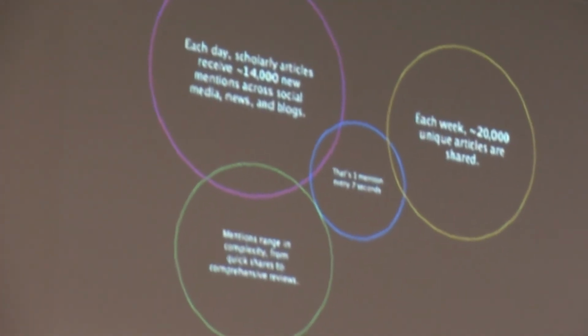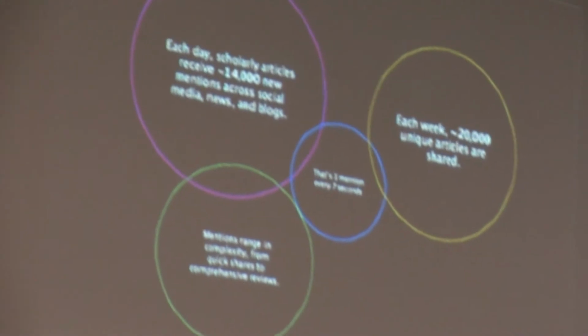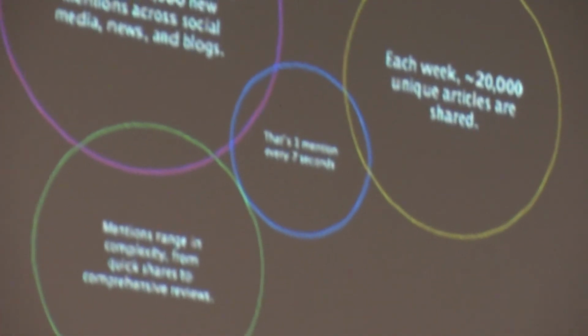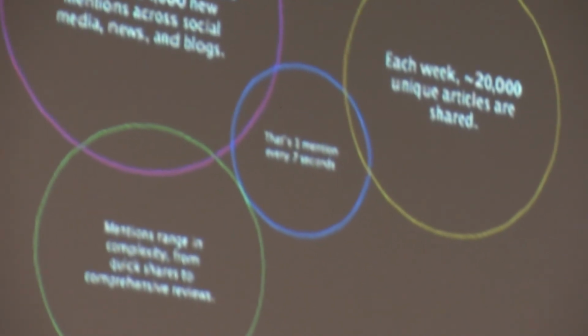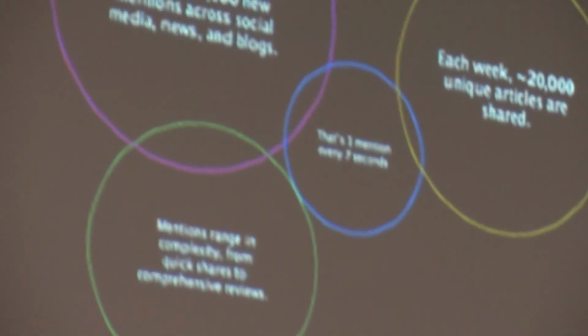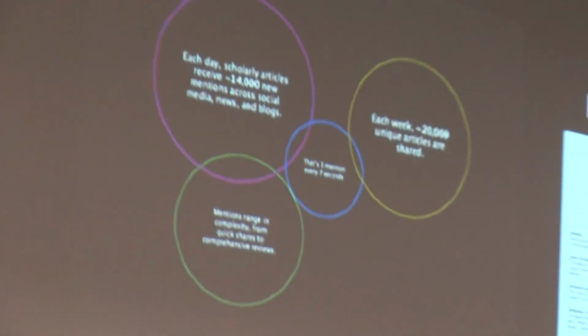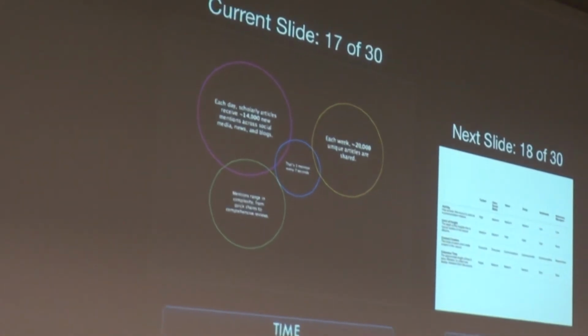We see about 14,000 distinct mentions of papers each day. That's not including Mendeley and CiteULike bookmark counts. This is someone explicitly sharing or discussing a paper. They've written something and included a link to a paper, most of the time, with one exception. And each week we see about 20,000 unique articles.